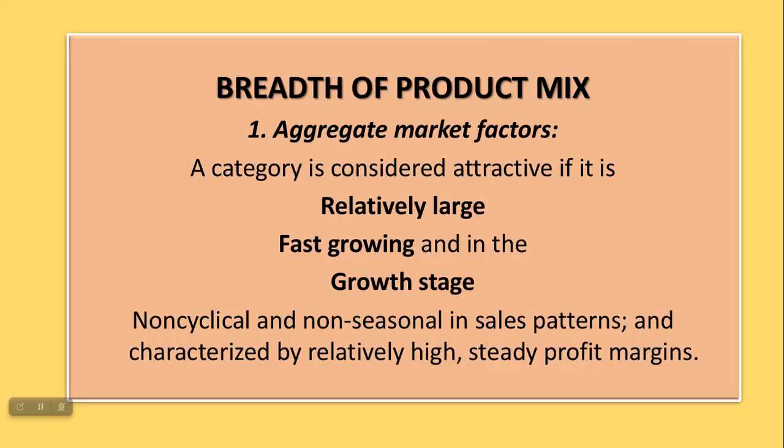Breadth of the product mix is also how to do it. Aggregate market factors: a category is considered attractive if it is relatively large, fast growing, and in the growth stage. The best example is the mobile phone. It should be non-cyclical. That means the sale should not be seasonal, and there should not be any ups and downs based on any other factor.